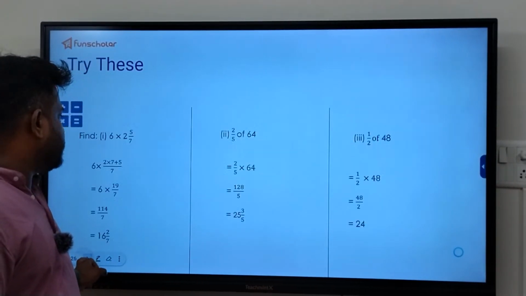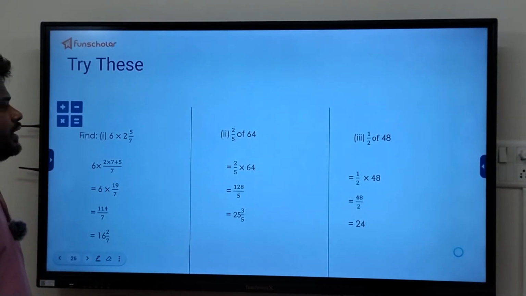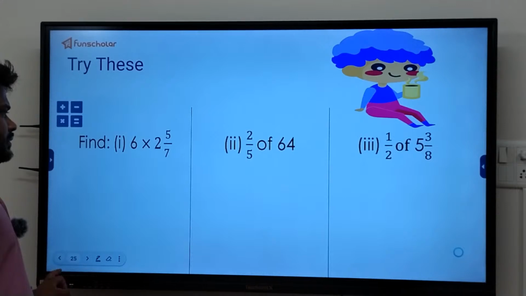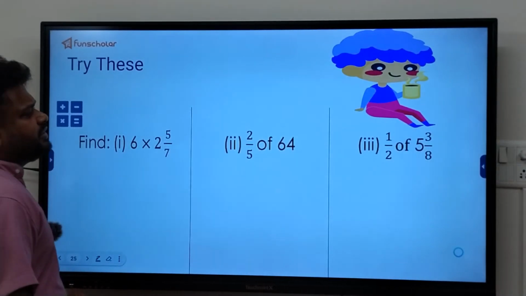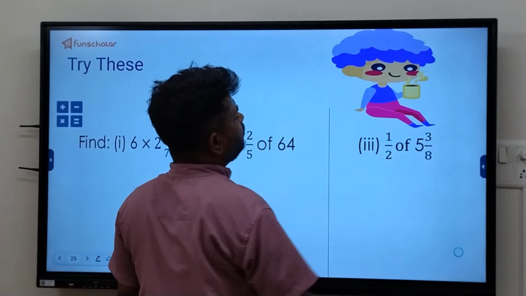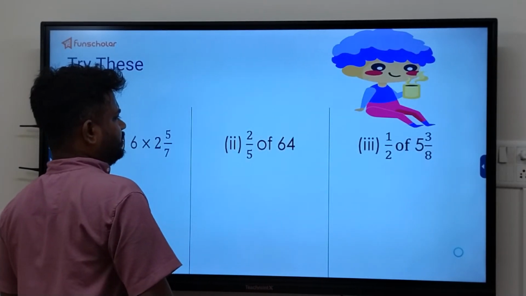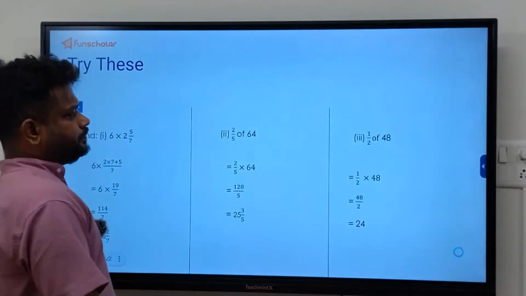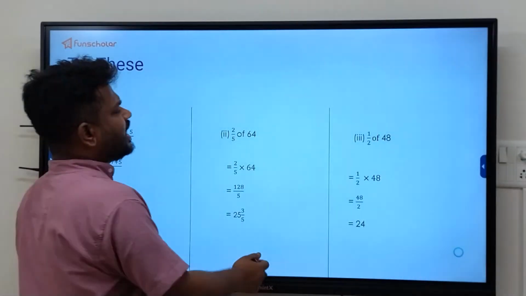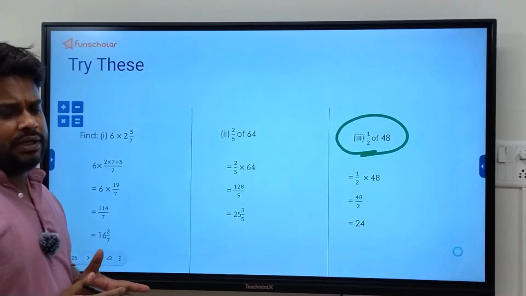Okay, good. Let's go to the next one. Yes, all have been done like this. Okay, they made a little mistake. 5 whole 3 by 8 will be 43 by 8, not 48. So this can be treated as a different fraction or a different example.